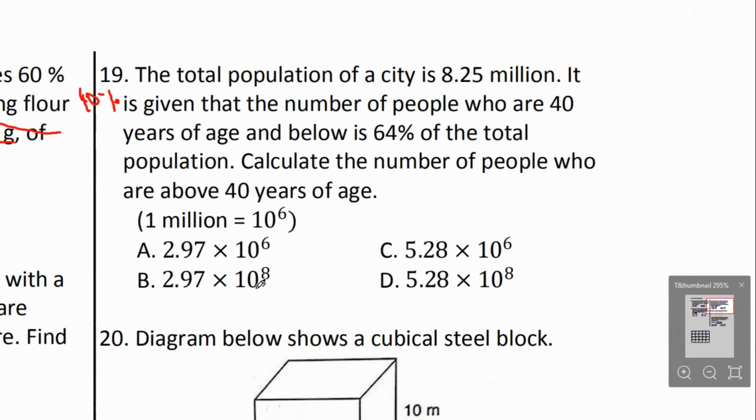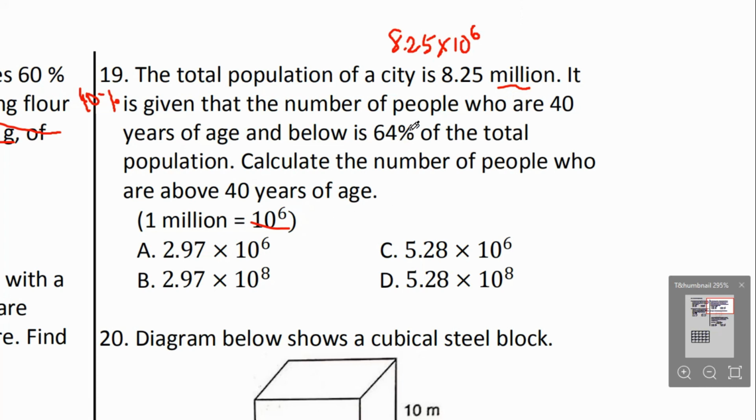Number 19. The total population of a city is 8.25 million. It is given that the number of people who are 40 years of age and below is 64% of the total population. Calculate the number of people who are above 40 years of age. 1 million equals to 10 to the power of 6. So that means the total population here will be 8.25 times 10 to the power of 6.